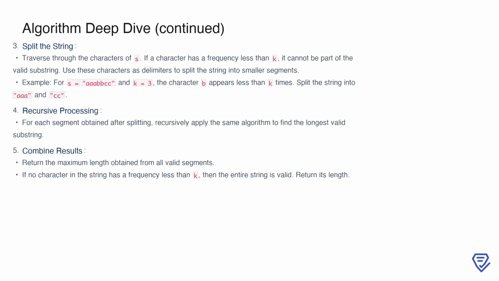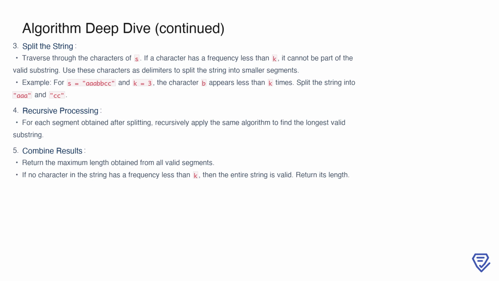To divide the string, we traverse through its characters. If a character's frequency is less than k, it cannot be part of a valid substring. These characters serve as natural delimiters, splitting the string into smaller segments. For instance, if the input string is AAABCC and k is 3, the character B appears fewer than 3 times. This means we can split the string into AAA and CC.